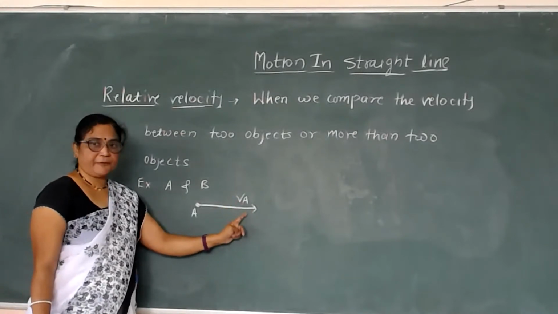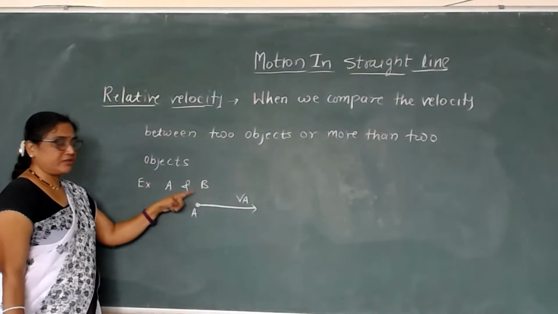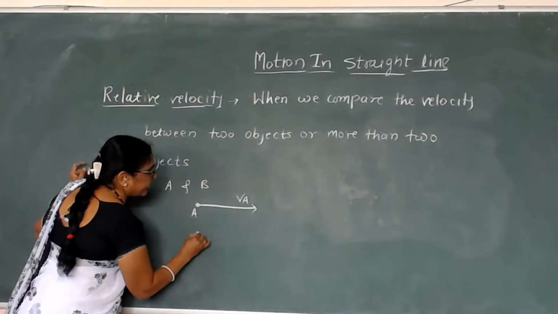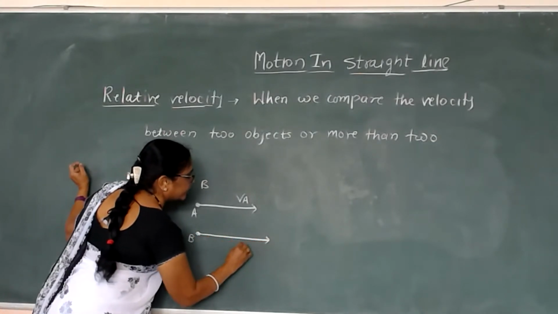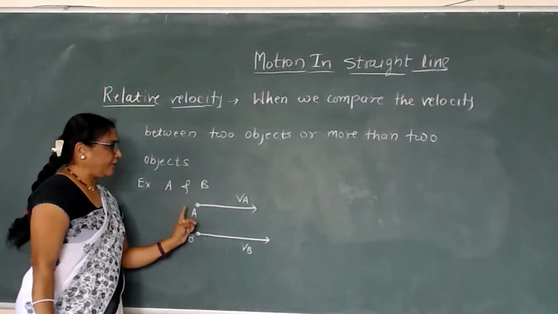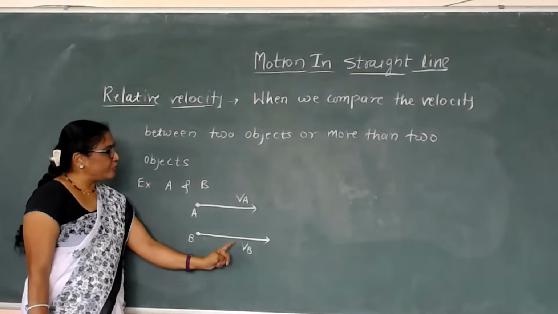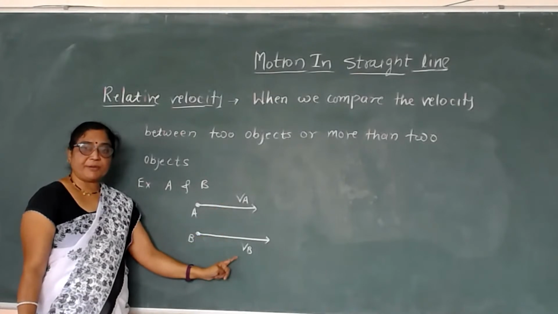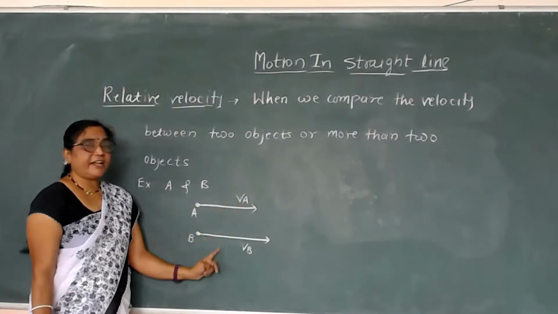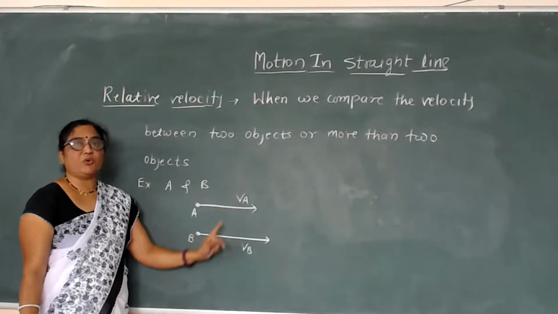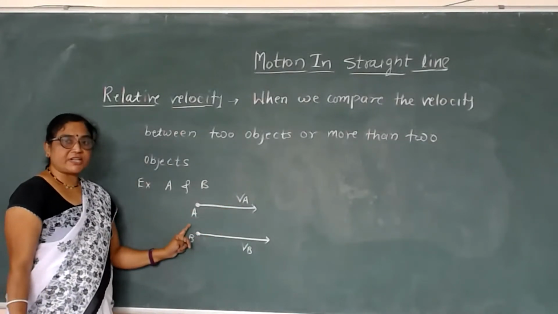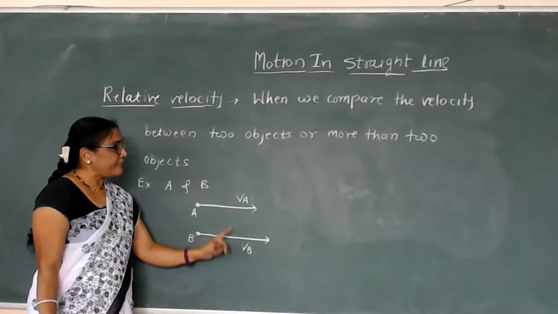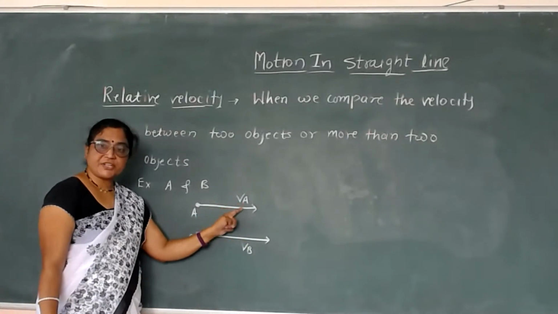If that velocity is VA, and there is another object B, also moving in the same direction with velocity VB, the velocity of A and the velocity of B are both different. So at that time we compare the velocity between the two objects. The starting initial position is the same, but the distance covered by both objects is different. At that time we say that B is moving faster than A.